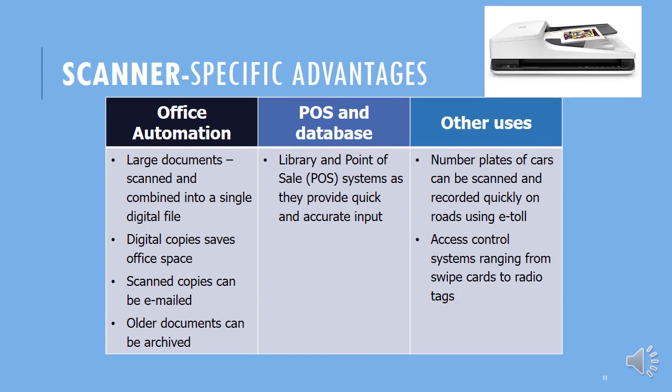In a library and point of sale systems, the barcode scanner can be very quick and accurate for input. And then other uses, the number plates of cars can be scanned. When you drive under an e-toll gantry, that is what is happening. They are scanning your number plates. Also, access control systems range from swipe cards to radio tags, and these are all done with scanning.